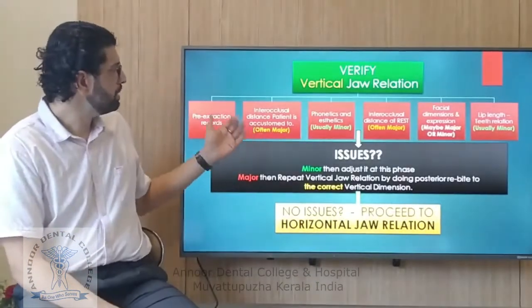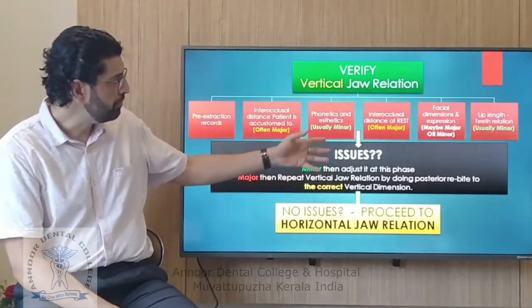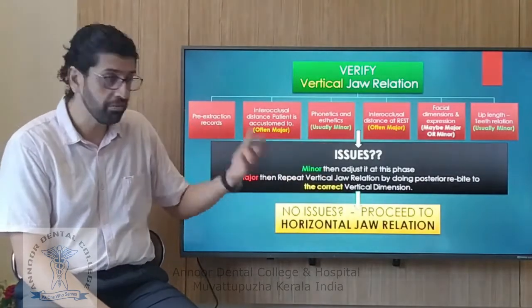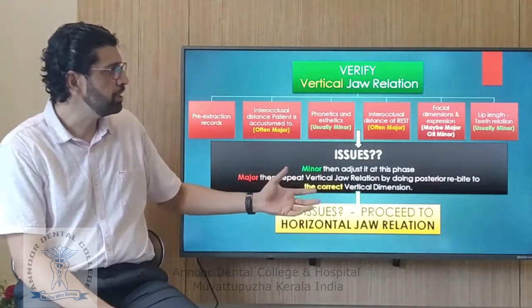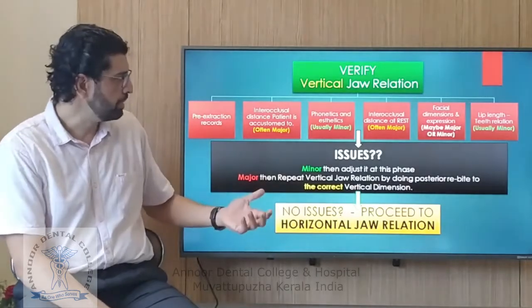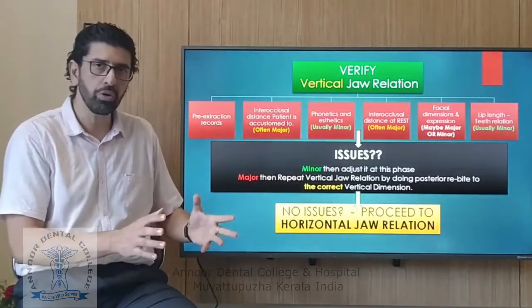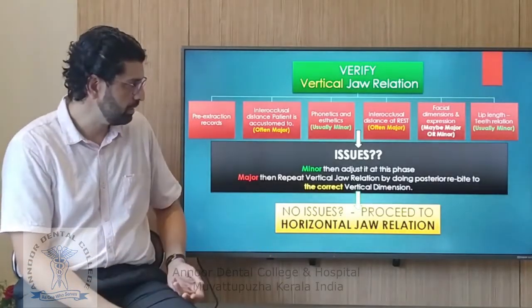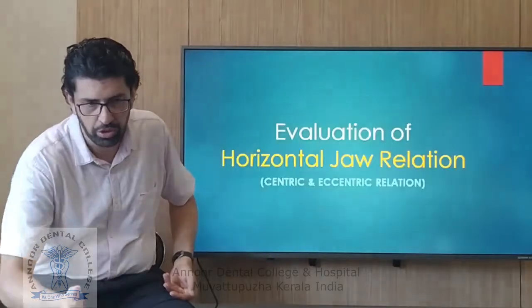So you're going to use all these things like the pre-extraction record, intraocclusal distance the patient is accustomed to, phonetics, distance at rest, right, facial dimensions, expression. Some of these things, minor issues, can be adjusted at this point. Some of the major things, probably you have to repeat the jaw relation. It all depends on how severe the problem is, right? And if there are no issues, you're going to go into horizontal jaw relation.